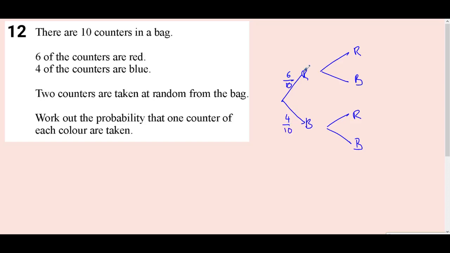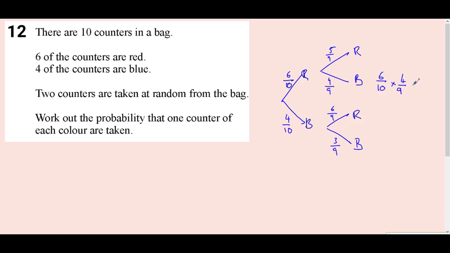If we selected a red counter, the probability that the second counter is red would then be 5/9. Probability that it's blue, well, there's 4 blue left out of 9 in total. If the first counter selected was blue, then we'd have 6 red out of 9. But 3 out of 9 blue. The 2 we're interested in are 1 of each colour, so that's 6/10 times 4/9 of going red then blue.